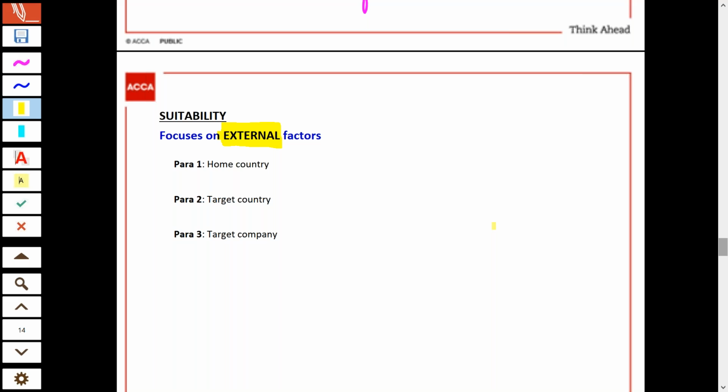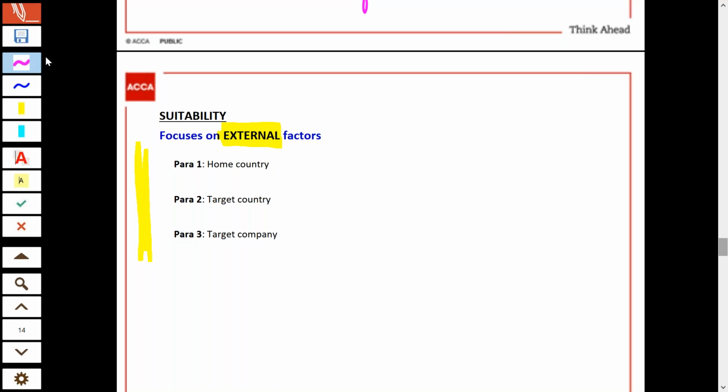Now, in case of an acquisition question, let me make your life simple. Just give 3 paragraphs under suitability. Okay, the first paragraph should talk about the home country. Home country means where you are currently based. The second paragraph will talk about the target country, which is, in case you are acquiring a company in another country, then you will give some facts and figures, external facts and figures about the target country. And the third paragraph will talk about the target company, whichever company you are thinking of acquiring, whatever information is provided, you reproduce that. So I want to see 3 paragraphs under suitability. One on home country, one on target country, one on target company.